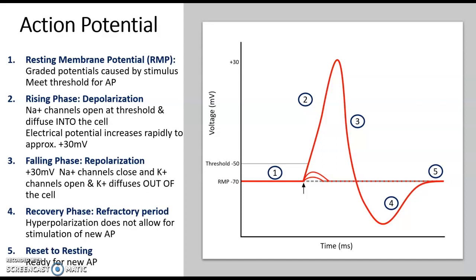But as the sodium-potassium pumps do their job in pumping sodium and potassium against their concentration gradients, that's what allows the membrane to return to that resting membrane potential that you see near number 5 on the graph. That is when this area of membrane is ready to receive a new stimulus and potentially allow for another action potential or nerve impulse to move forward.